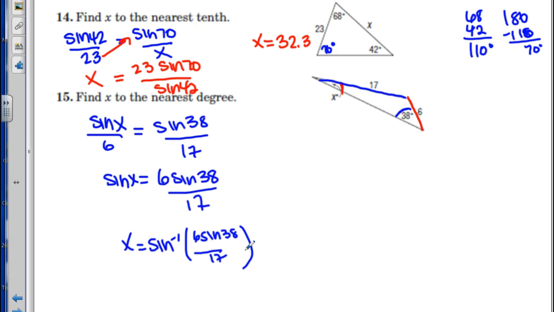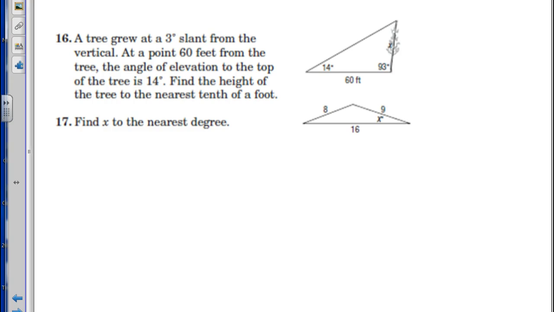And so remember, when you're doing this, we have to use sine inverse. So let's round to the nearest degree. So it's 12.55, and so on. Rounding to the nearest degree gives us 13 degrees. All right. Number 16, a tree grew at a 3-degree slant from vertical.